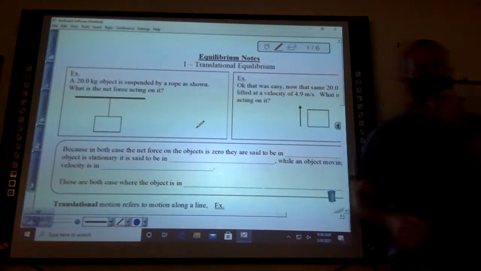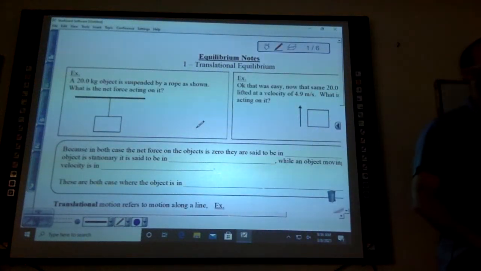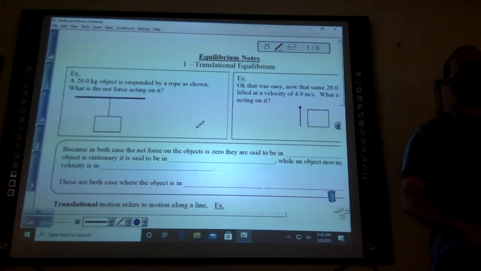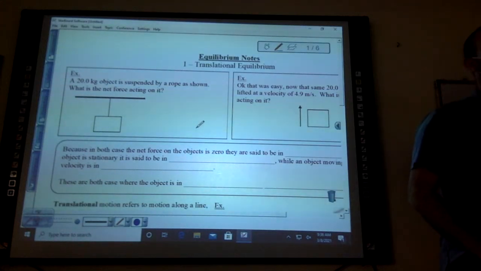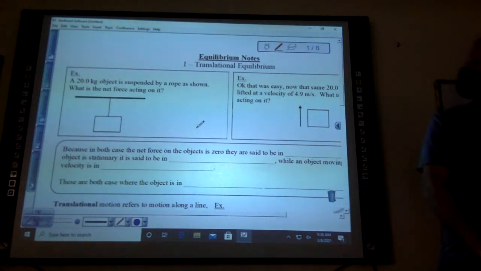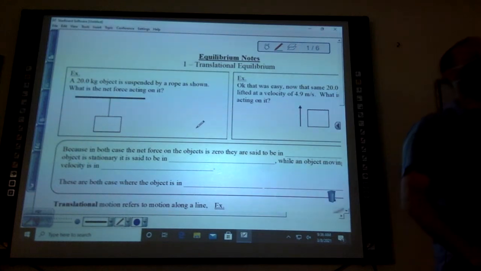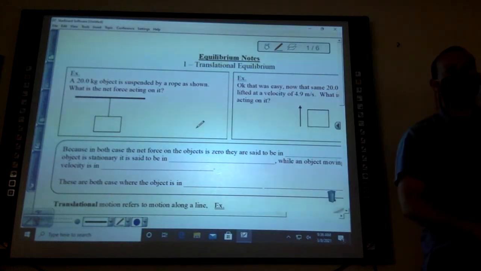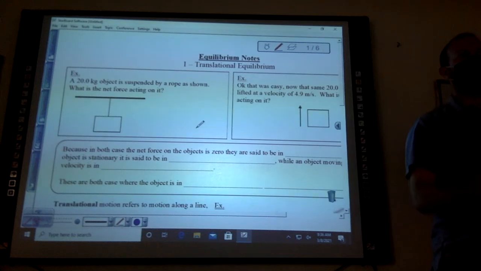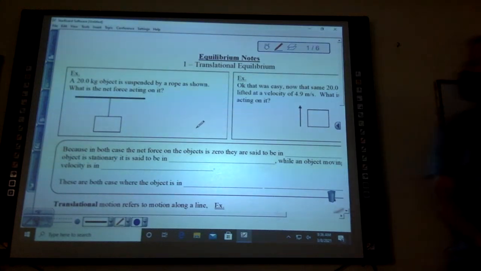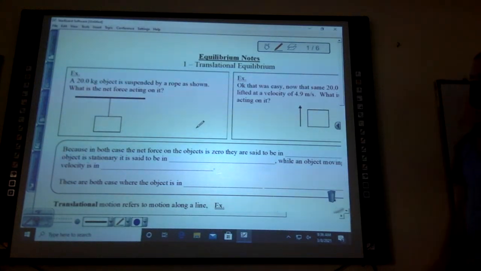All right, so this is our first section about equilibrium. Equilibrium is basically just saying everything is at equal. And specifically, we're going to be talking about forces. So let's look at our first example here.